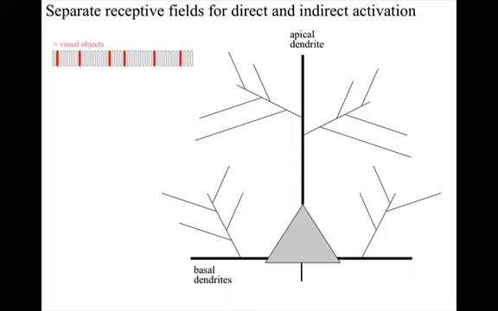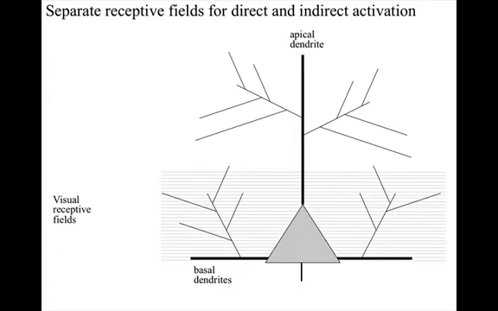If inputs indicating direct and indirect activation are mixed together and integrated as a whole, sometimes the neuron will be activated with only half of one receptive field and half of the other present. In other words, when activation is inappropriate. So, direct and indirect inputs must be segregated and integrated separately.